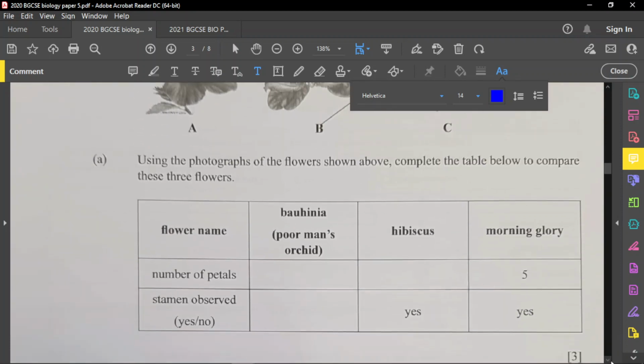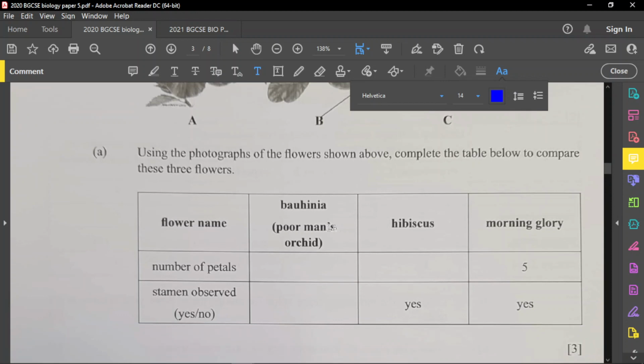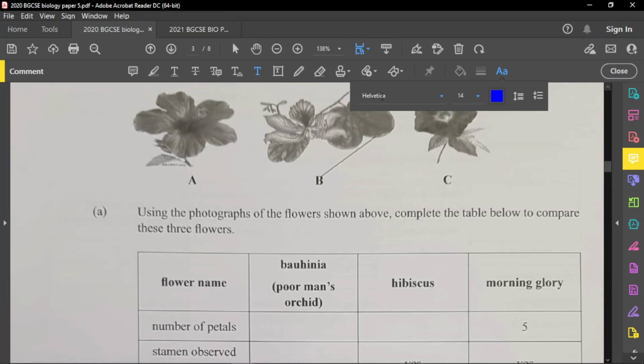Let's talk about these 3 flowers. First, you have the Bauhinia, which is the poor man's orchid. And we have the hibiscus plant and the morning glory. I could tell you which one is which, because they're not in order up here. They should have given order, but it's not in order. A is hibiscus, B is the poor man's orchid, and C is the morning glory.